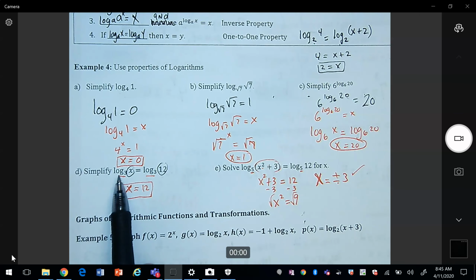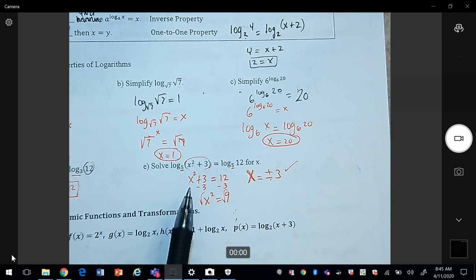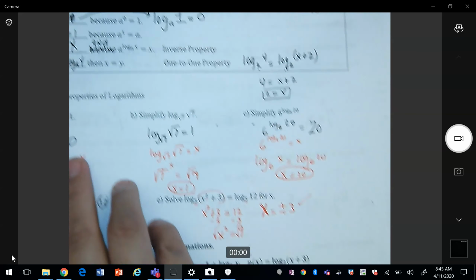On letter D, we have log base 3 of x equals log base 3 of 12. So in this example, we can see that the base is the same, so we can set x equal to 12. In letter E, again, the base is the same, so we're using property number 4, the one-to-one property.